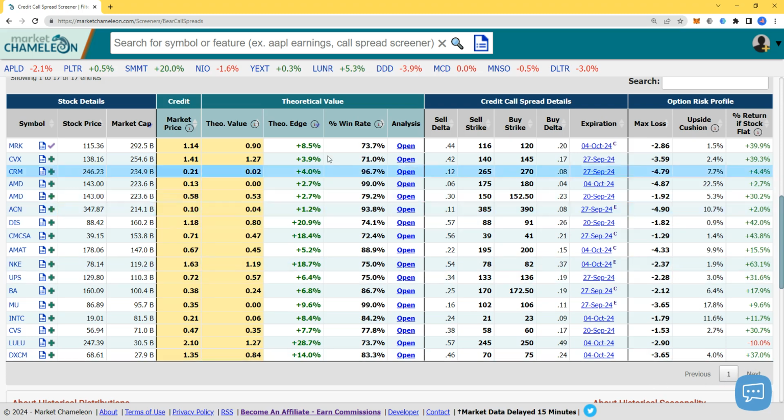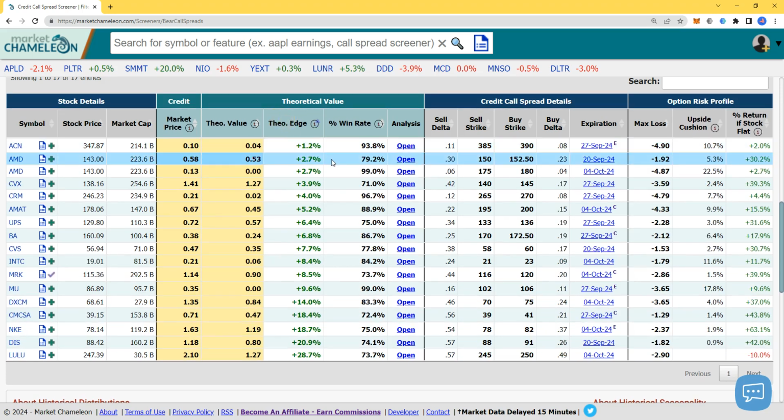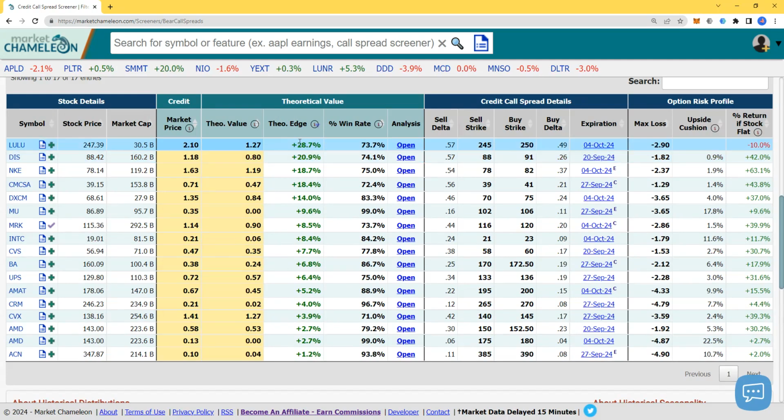Now I can do two things. I can filter by theoretical edge, meaning the higher the edge, the more income I get, or I can filter by win rate. The higher the win rate, the lower the return, and vice versa. So I like to start with theoretical edge, so click on this twice. Now this one, Lululemon, 28% theoretical edge, and let's see what we got.